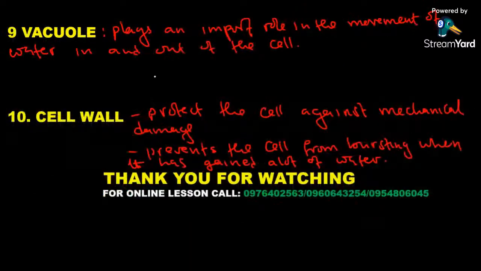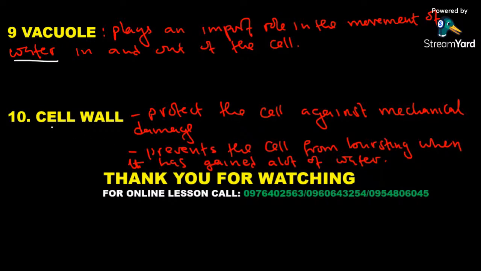Then the vacuole. What is the function of the vacuole? The vacuole is only found in plant cells, and its main function is that it plays a role in the movement of water in and out of the cell. We are going to look at this as we start looking at cell specialization. But at this particular point, we can say the function of the vacuole is to regulate the movement of water in and out of the cell, depending on the concentration of the solution in the vacuole.